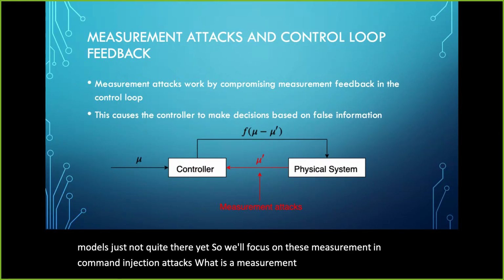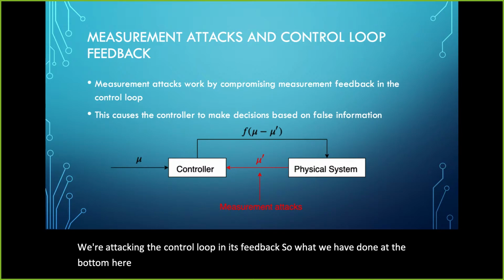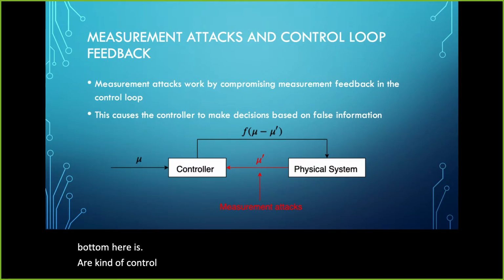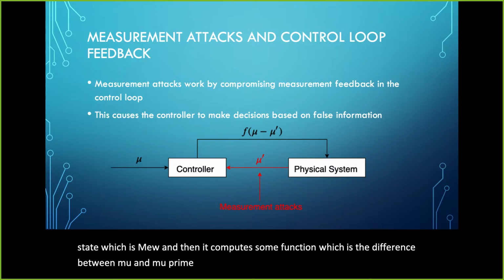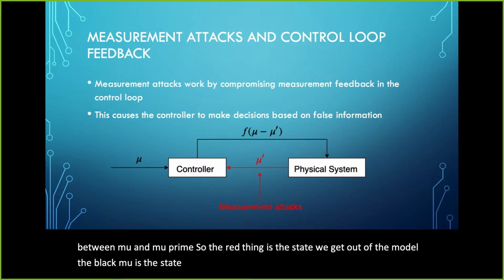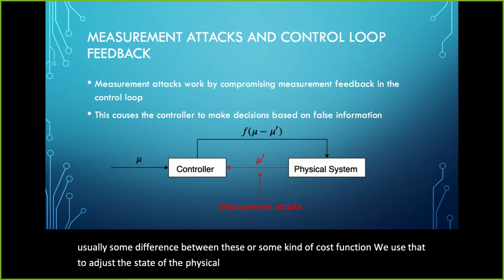Essentially, we're attacking the control loop and its feedback. So what we have down at the bottom here is our control loop. We have a controller that has some ideal state, which is mu, and then it computes some function, which is the difference between mu and mu prime. The red thing is the state we get out of the model. The black mu is the ideal state that we want. So our function is usually some difference between these, or some kind of cost function. We use that to adjust the state of the physical system, and then hopefully reach our ideal state.